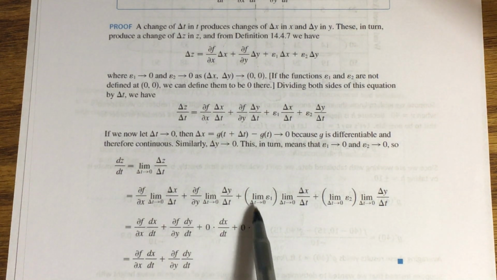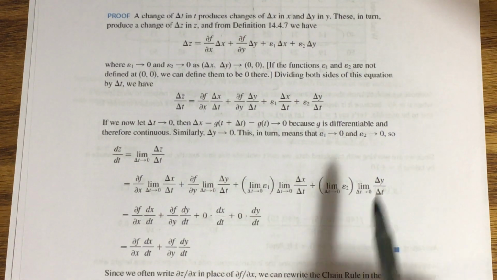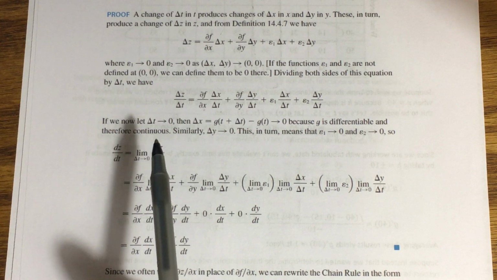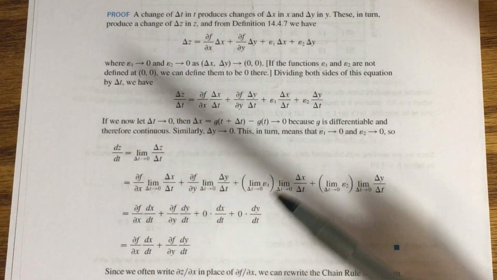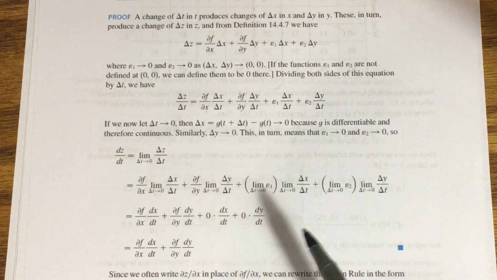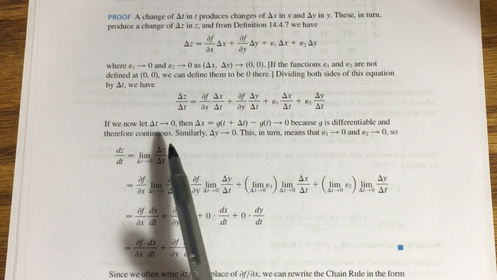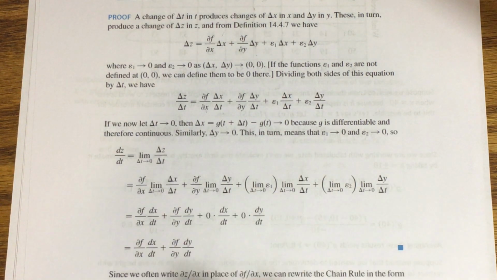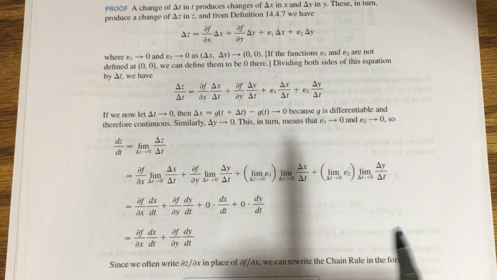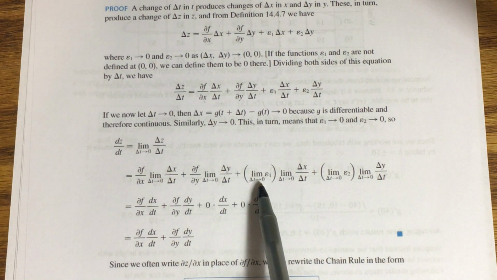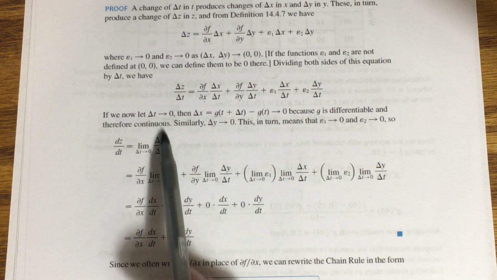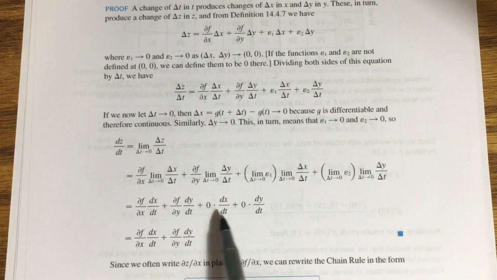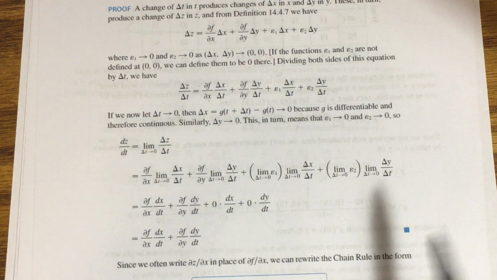Okay, but what's happening with those epsilon 1 and epsilon 2s? Well, again, we know that because x and y are both differentiable functions of t, that implies that they're continuous. And a property of continuity here would say that as delta t goes to 0, delta x will also be going to 0 with it, as will delta y. And if delta x and delta y are going to 0, we know that the epsilon 1 and epsilon 2 functions, by assumption up here, will also be going to 0. The whole point of saying all that is that these two terms go to 0. They disappear, and I'm left with that thing that looks like the chain rule.